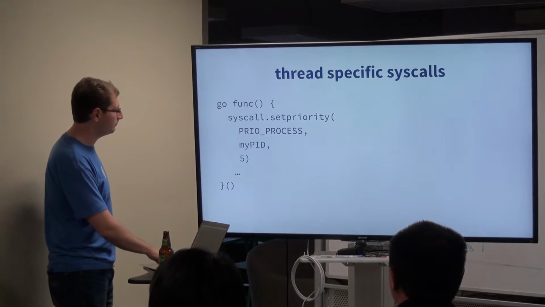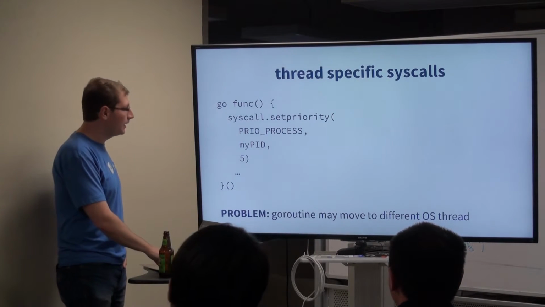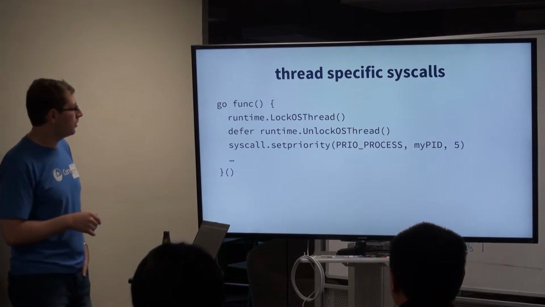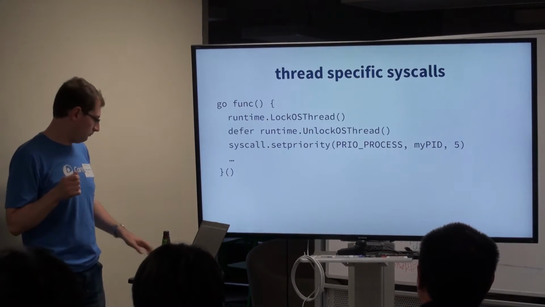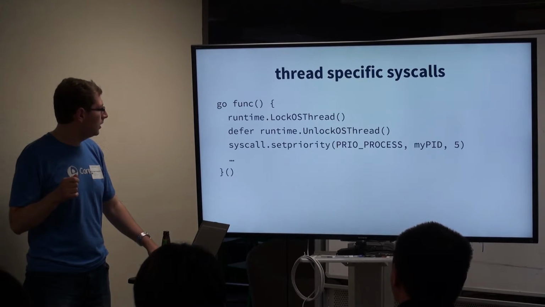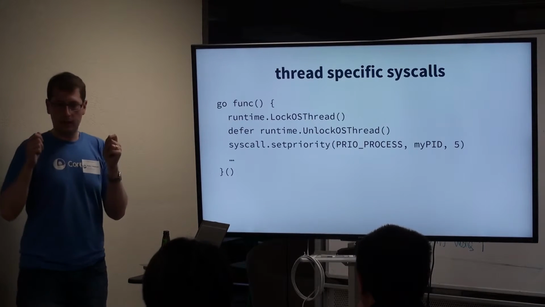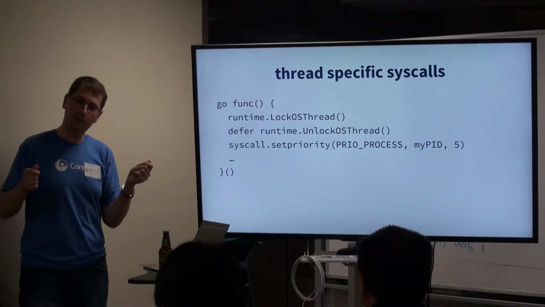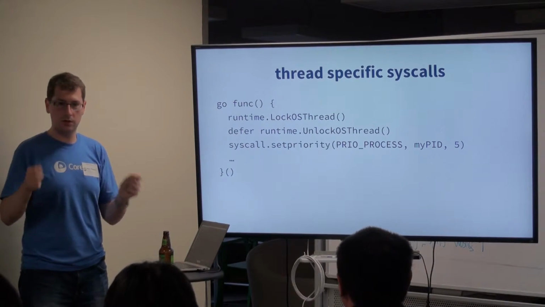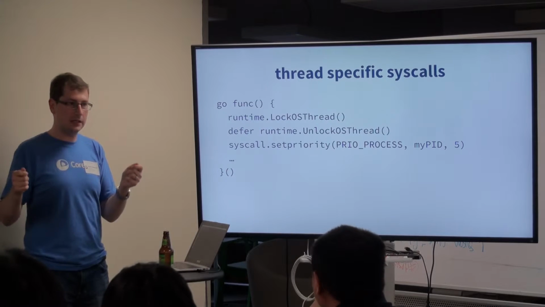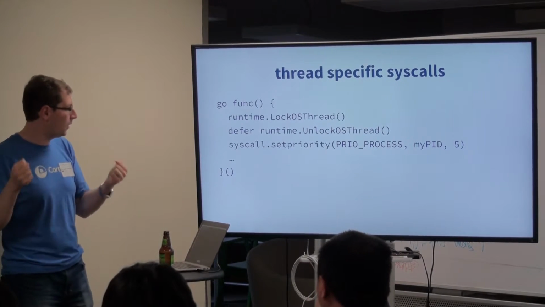So how can we fix it? The problem: a goroutine may move to a different operating system thread. Here's one potential solution. In the runtime package, there is this lovely function called LockOSThread. LockOSThread will lock this goroutine to this thread, and vice versa. This operating system thread will only ever run this goroutine. So it creates a one-to-one mapping between a goroutine and a thread, which is kind of nice. This is our way of getting operating system threads back. Kind of.